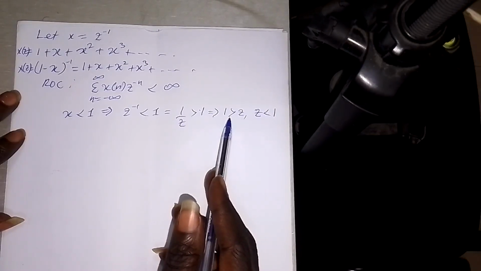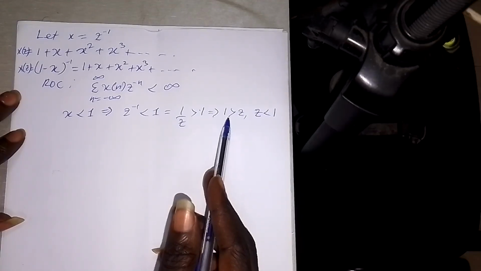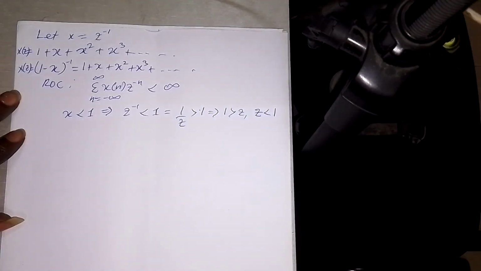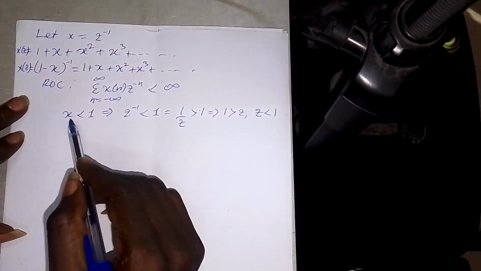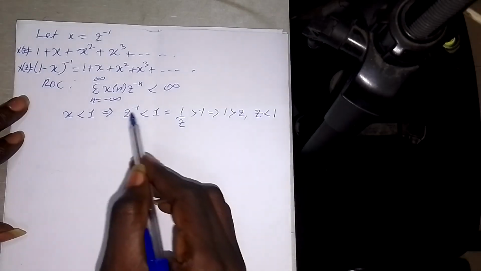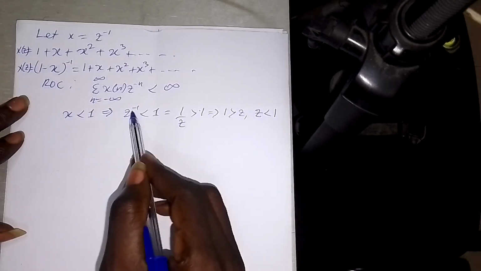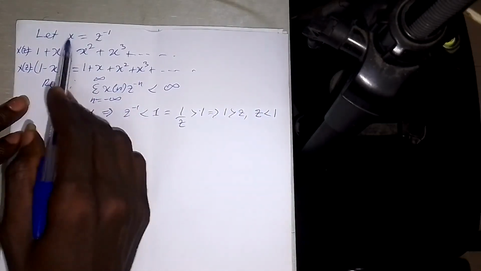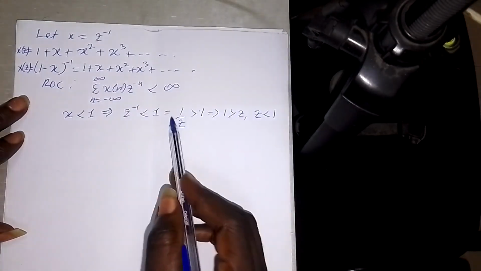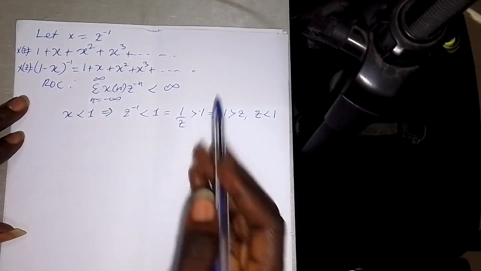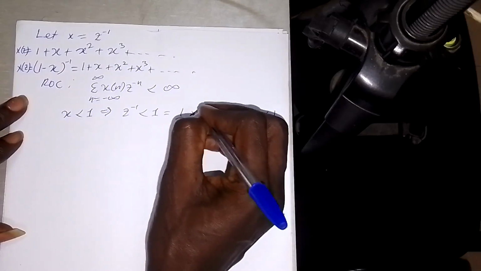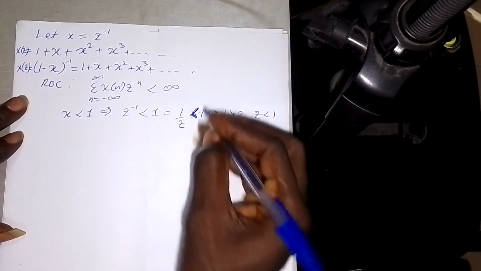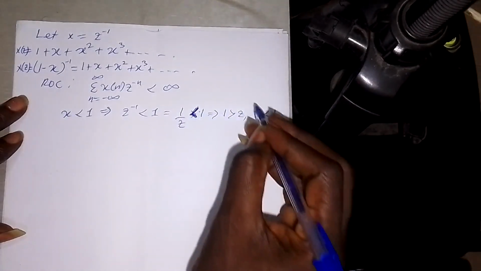All right, so let's check something here. You see that x is less than 1, so z inverse is less than 1, because I said that x is equal to z inverse. So here, 1 over z is less than 1. Now if z goes here, then it will become what?